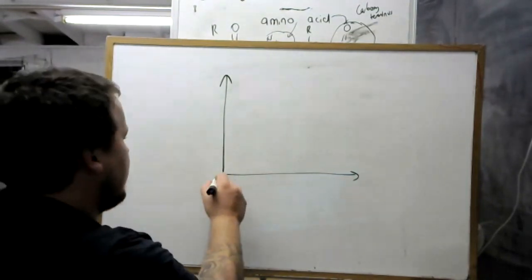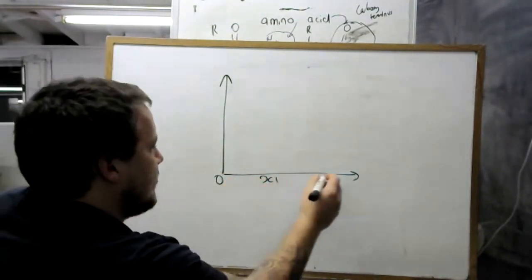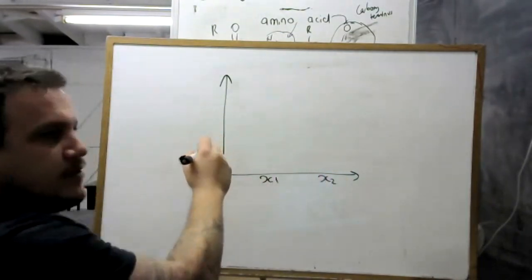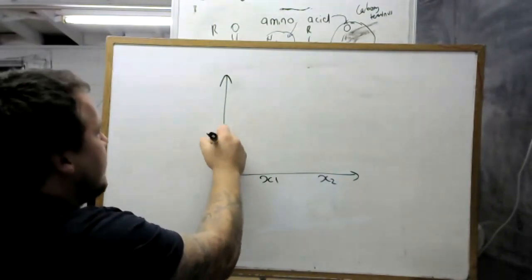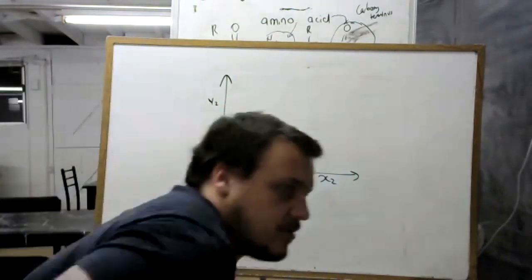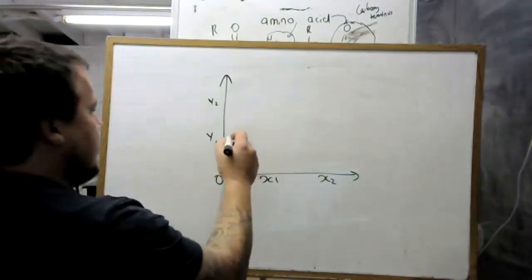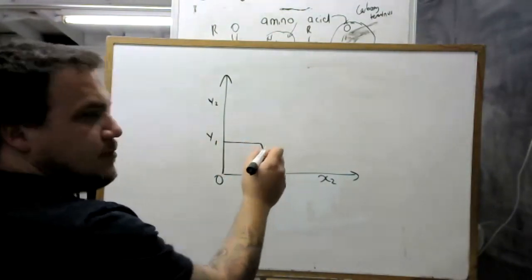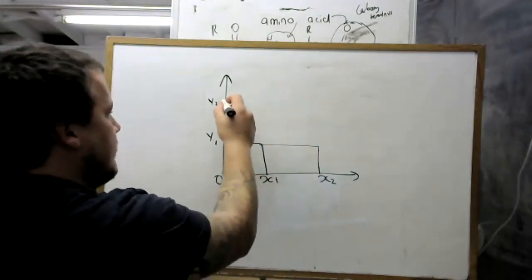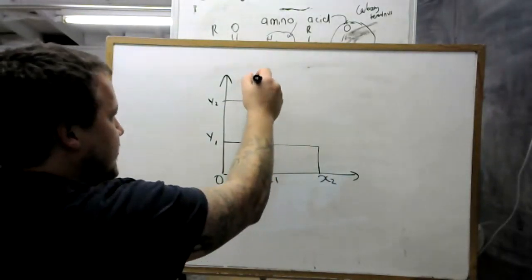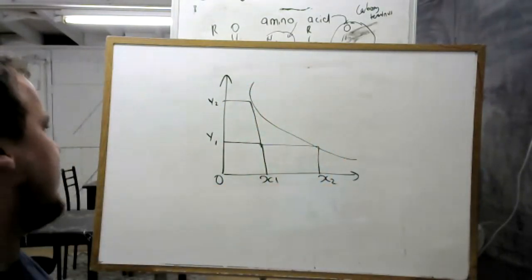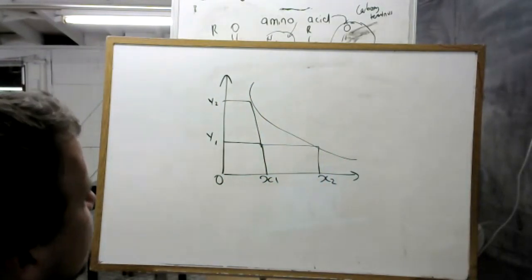So here we've got 0, x1, x2. We've got y1 over here, and y2. So our curve should look something like this, right? Roughly. Yep.